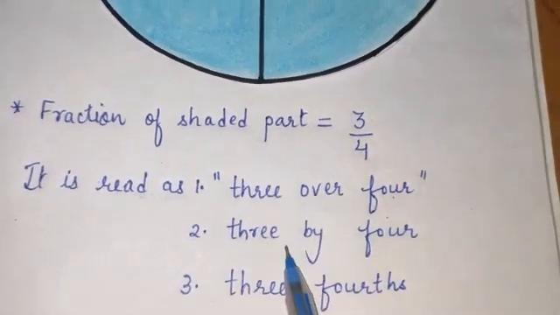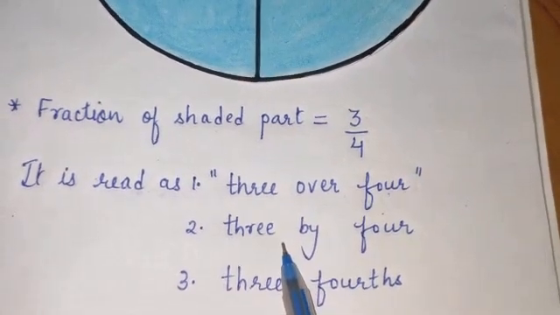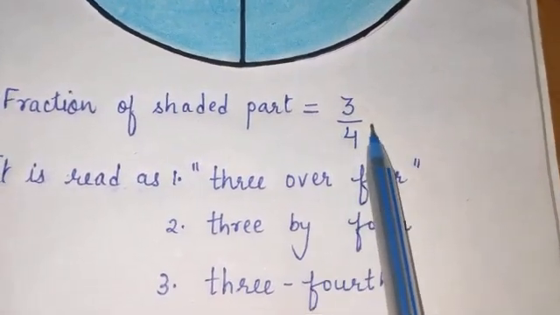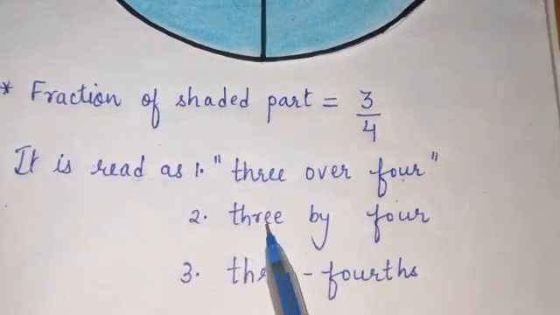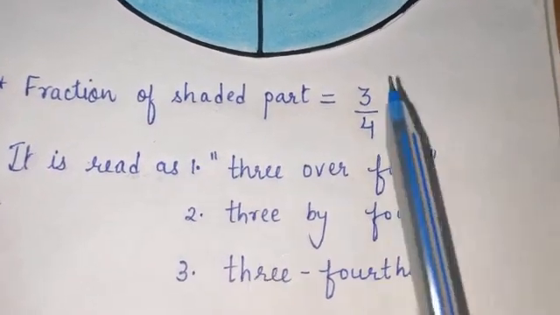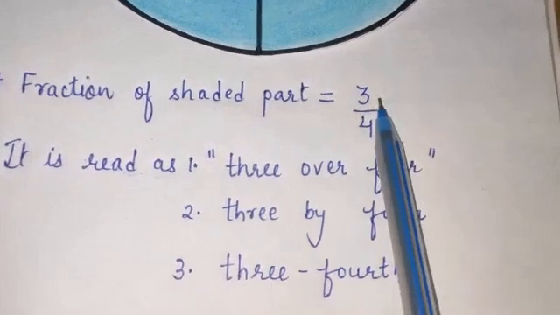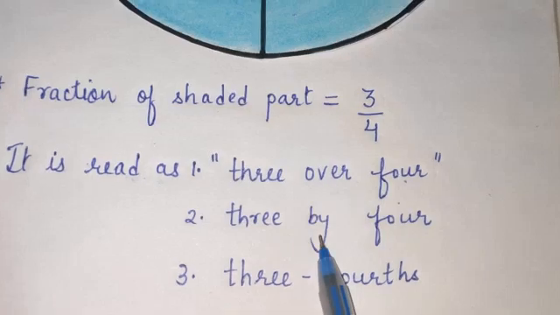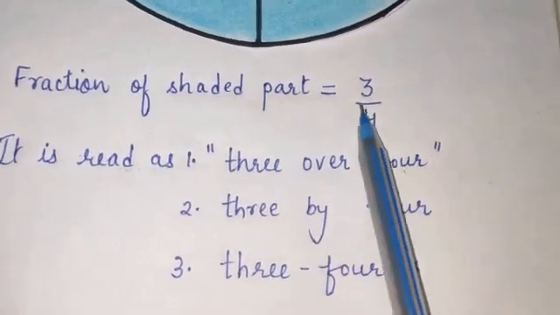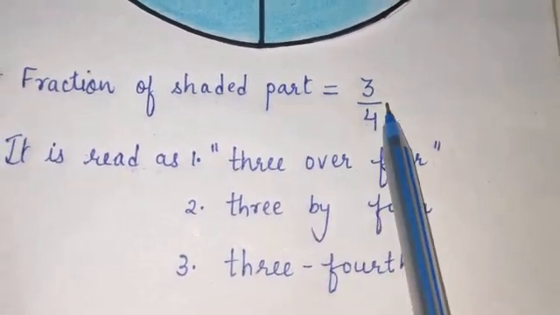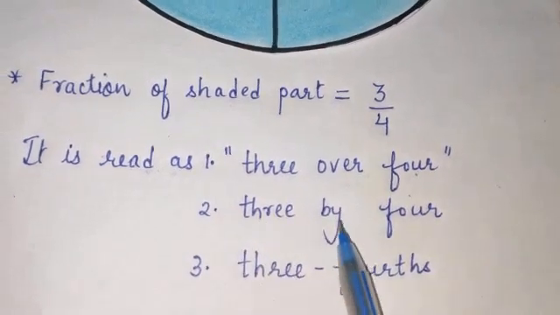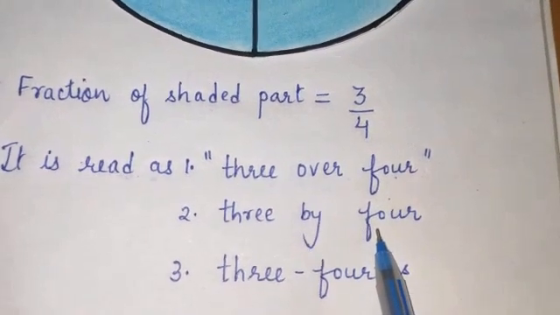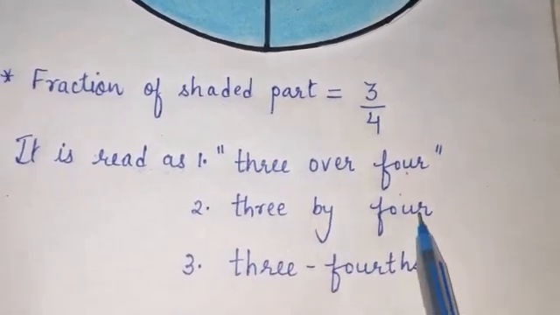Okay, then in the second way you can write it as "3 by 4", by means of this sign of division, or this line. So here once again the numerator would be written first. जो भी नंबर आपका न्यूमरेटर में आएगा, यहाँ पे 3 है तो आपने 3 पहले लिखा, then in place of over you are writing by. By means this line or this rule. Okay, so here 3 by 4, because later the denominator would be written.